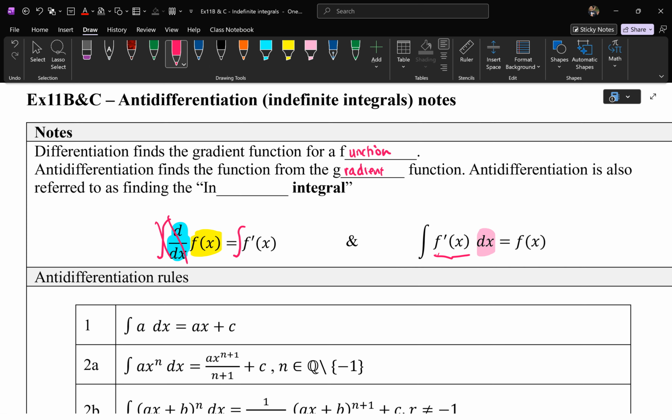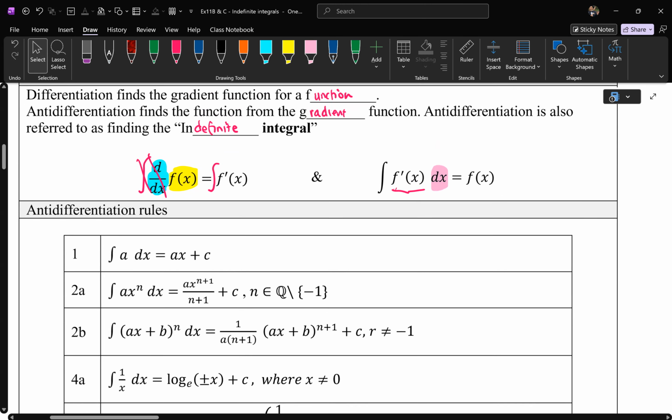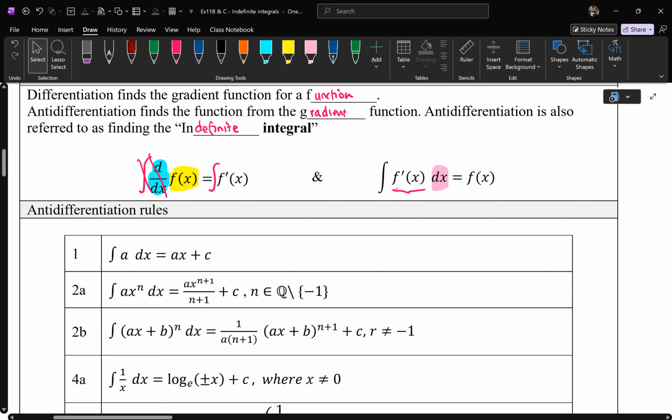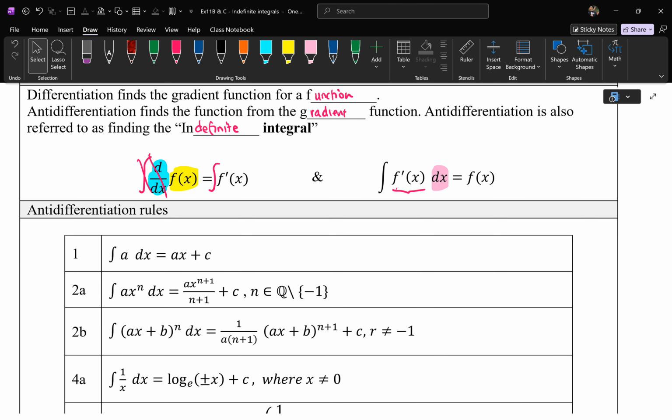When you find the antiderivative, it's also known as the indefinite integral. Indefinite integral meaning that you're not finding the area yet. You're just finding the function for it. So it's like an area function. In the next exercise, that's when we start doing definite integrals. But right now it's called indefinite, which means you don't have intervals. You don't have an A to B.